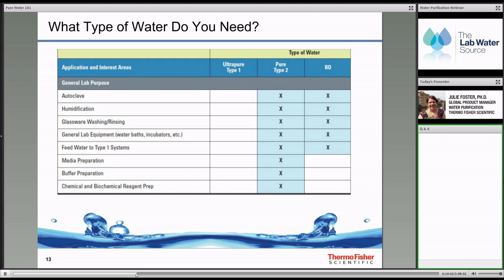And then this is the second half of the table where we have listed the applications for type 2 and/or RO. When I saw your survey answers and they were split between type 2 and RO, I was totally not surprised, because you can use that type of water for a lot of different applications. There's a lot of overlap there. So the pure water, it's not ultra-pure, it's just pure, but it's a really great water source to feed lab equipment or to make buffers and media.